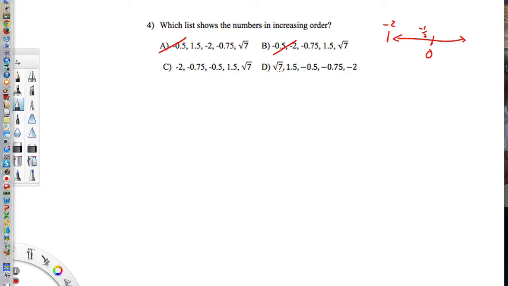I can throw D out too, because here I have positive numbers that come before negative numbers. And sure enough, let's take a look at C here. I have -2. That's less than -75 hundredths, which is further away from 0 than a -1/2. And then I have 1.5, which is to the right of 0. And I know that the square root of 7 would have to be somewhere between the square root of 4 and the square root of 9, which is somewhere between 2 and 3. So C is our winner.